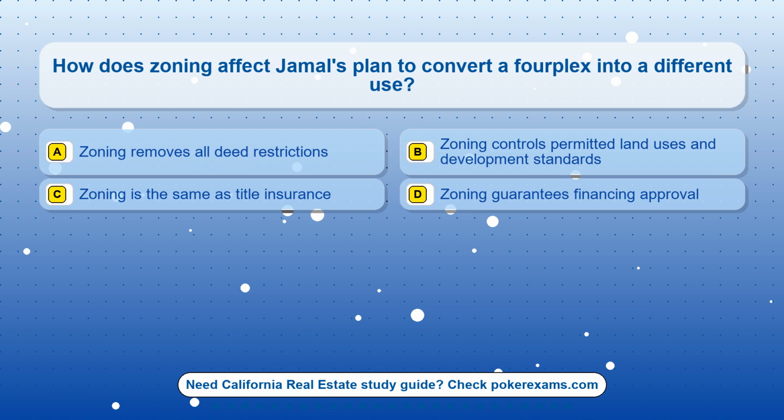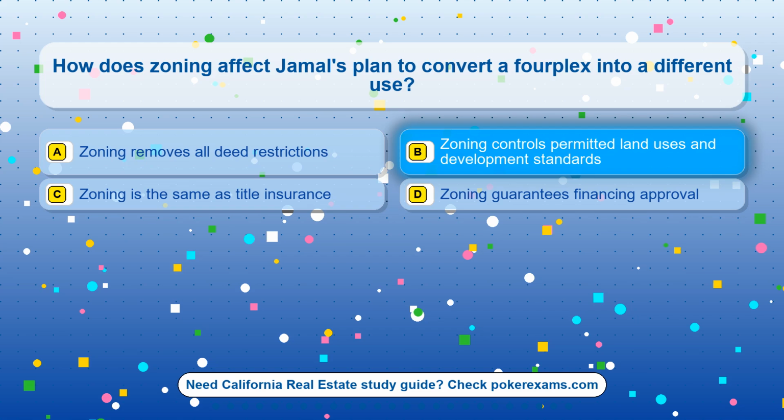Question 15. How does zoning affect Jamal's plan to convert a fourplex into a different use? Option A, zoning removes all deed restrictions. Option B, zoning controls permitted land uses and development standards. Option C, zoning is the same as title insurance. Option D, zoning guarantees financing approval.